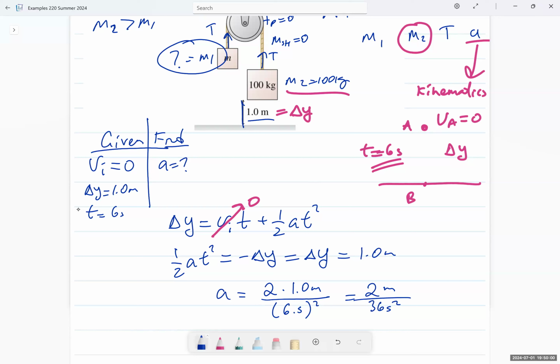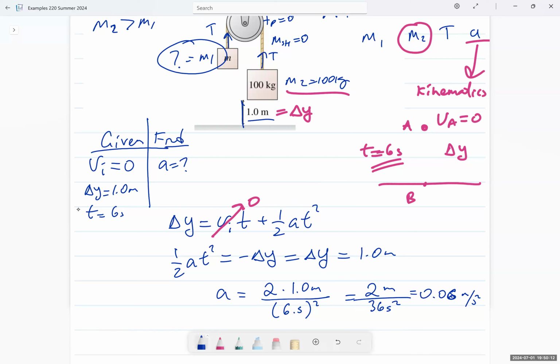So 2 over 36. We're going to get 0.05, I guess 0.06 maybe, meters per second squared. That's rather a really long time, but okay. So 0.06 meters per second squared, that's the acceleration.